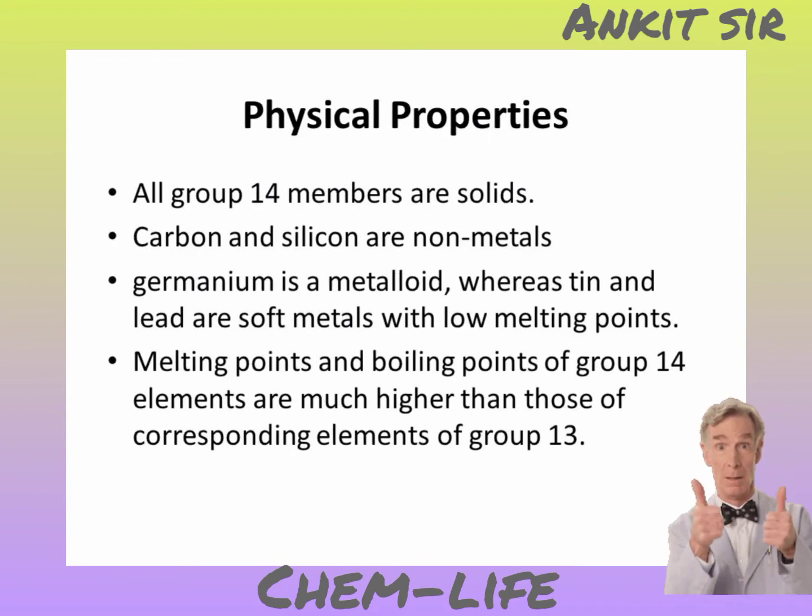Physical properties. All group 14 members are solid. Carbon and silicon are non-metals, as you know. Germanium is a metalloid, whereas tin and lead are soft metals with low melting points. The melting and boiling points of group 14 elements are much higher than those of the corresponding elements of group 13. As you know, the melting and boiling point increase when we go from left to right, due to the increase in metallic property or non-metallic property.